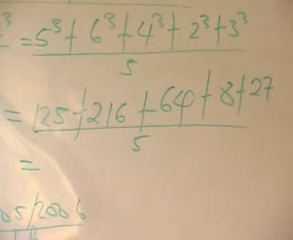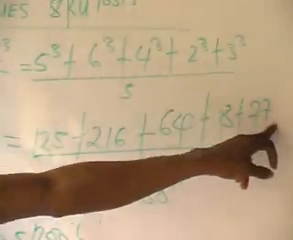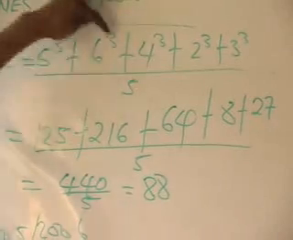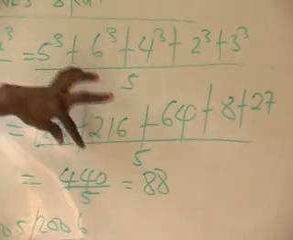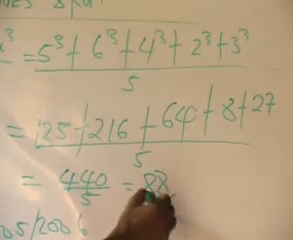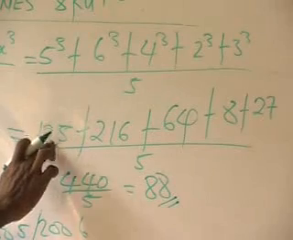So let us now add and get our answer. All this together, so this raised to the power 3 gives us this answer. If you add everything together, it will give us 440. And 440 divided by 5 will give us 88.